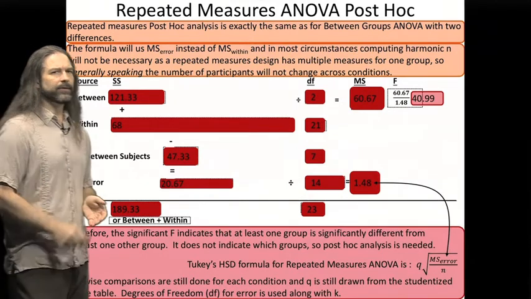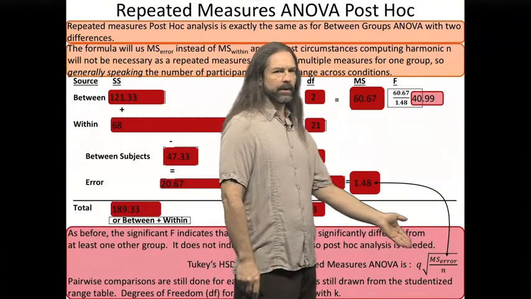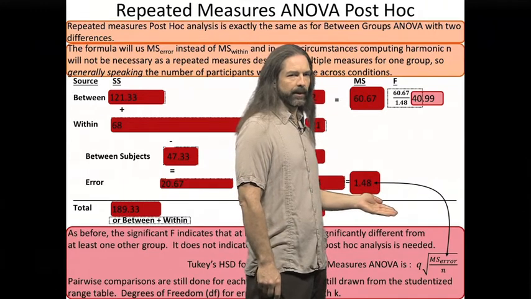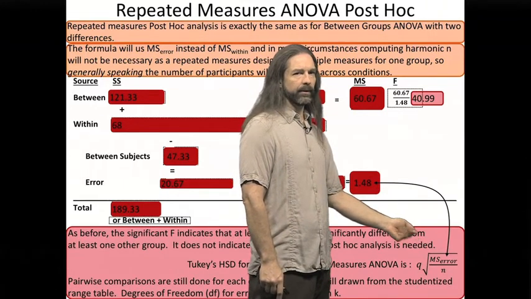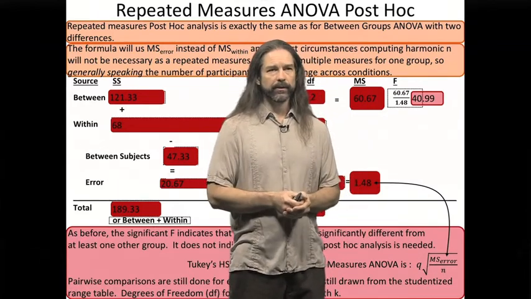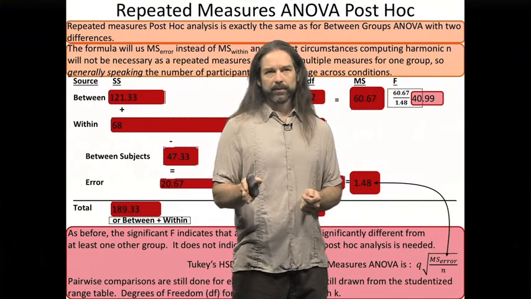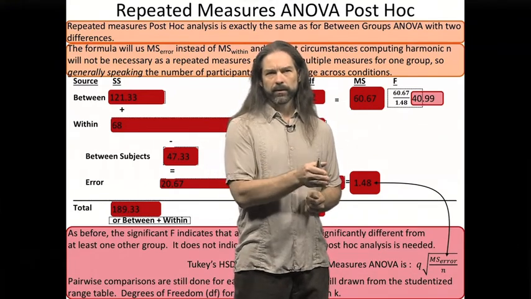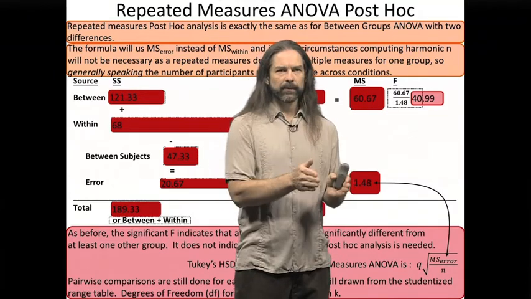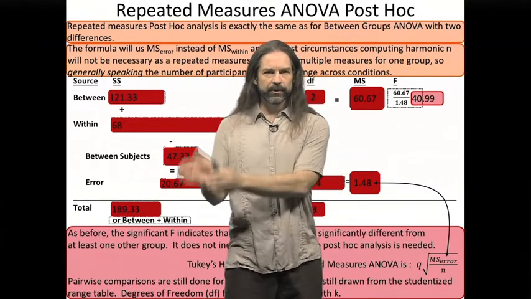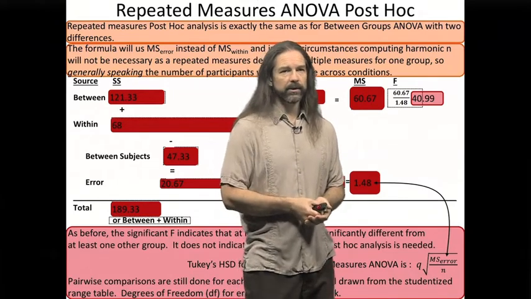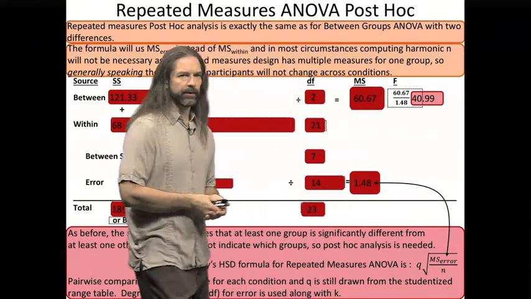We do still have Q times the square root, but instead of MS within, it's now MS error. So this is, again, our denominator term, and that will be the numerator here. The good news is, with a repeated measures design, at least at the level of statistics we're dealing with here, you will never have to compute the harmonic n as you did with between groups, because in an idealized repeated measures design, you will have the same number of participants in each condition. So the n per condition will always be the same. For us, it was 8 in each condition, 8 participants, so that denominator is going to be 8.